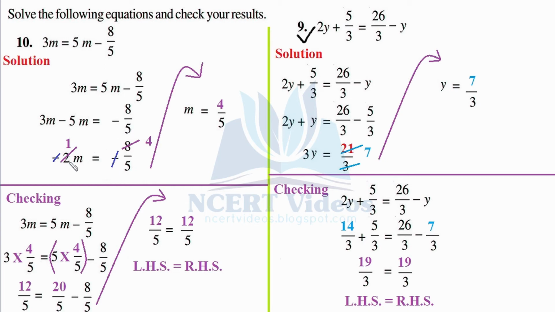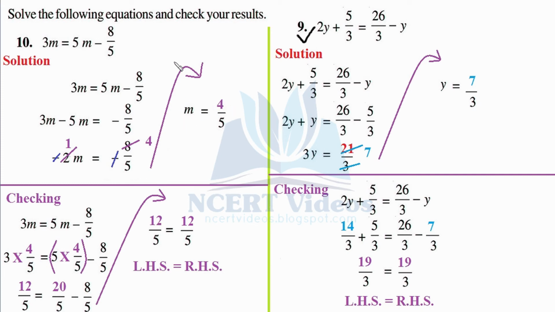Well, in this class we have learned that in the numerator we can cancel straight away. So 2 ones are 2, 2 fours are 8. Also, a negative sign can be cancelled out with a negative sign. So we have successfully separated this variable m, and on the right hand side we are left with 4/5. So we wrote m equals 4/5. That is our required solution.